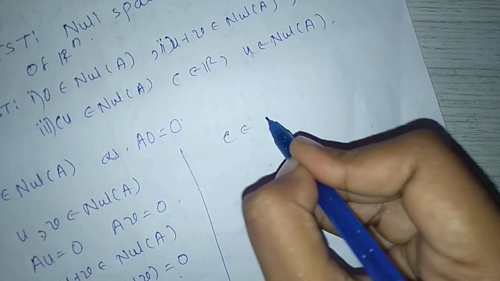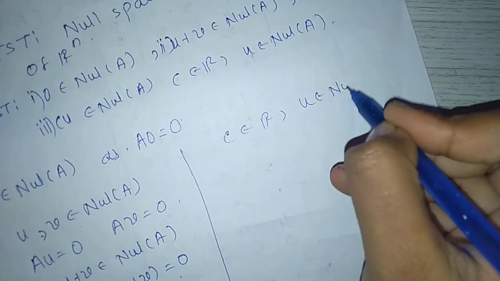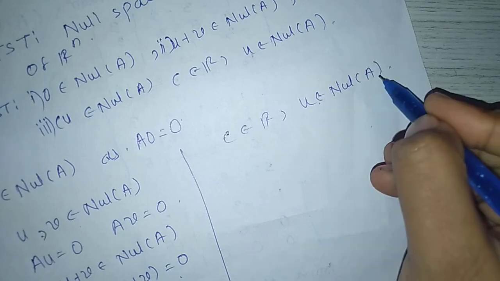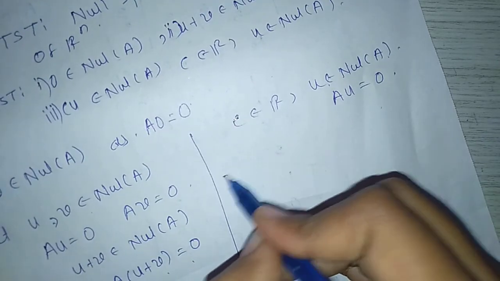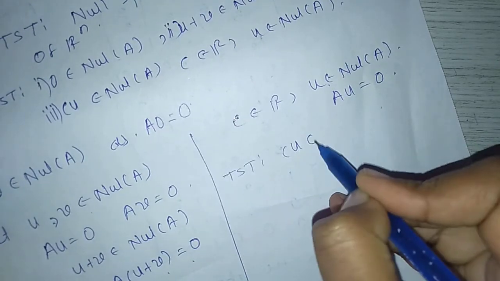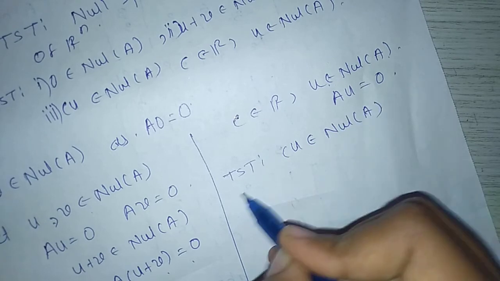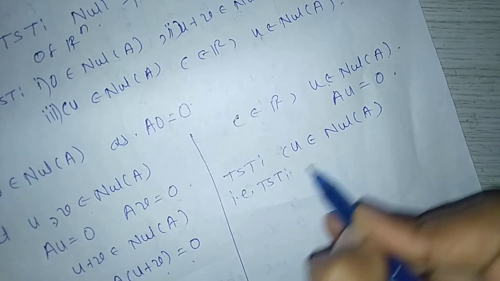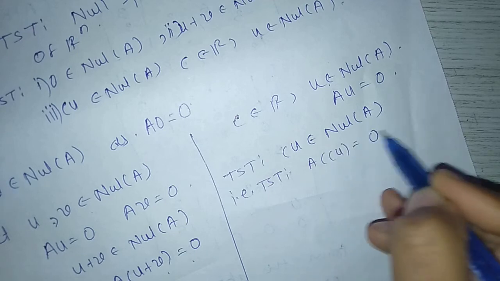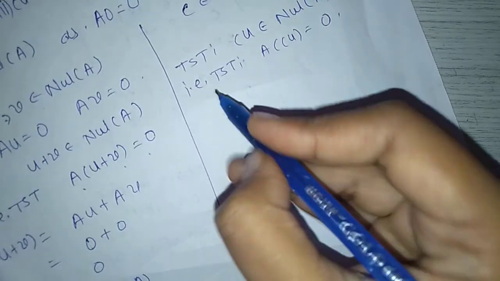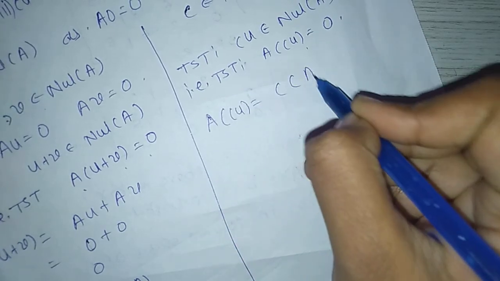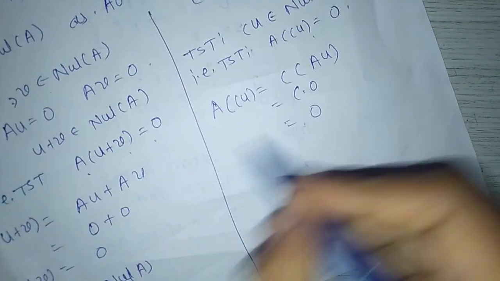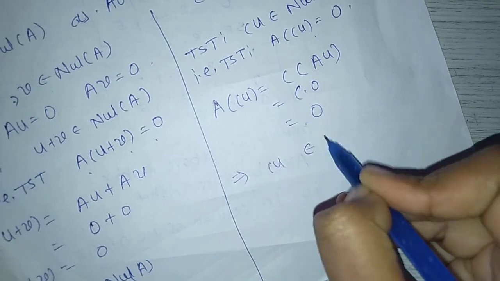Now, c belongs to R and u belongs to the null space of A. u belongs to the null space of A means A u equal to 0. To show that c u belongs to the null space of A, we have to show that A(c u) equal to 0. Therefore, consider the left hand side: A(c u) equal to c(A u), and A u equal to 0. So c times 0 equal to 0, which implies c u belongs to the null space of A.